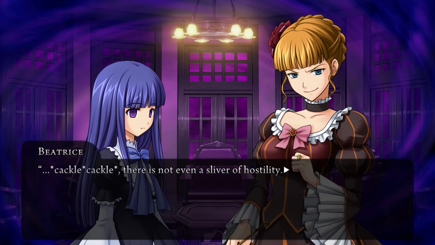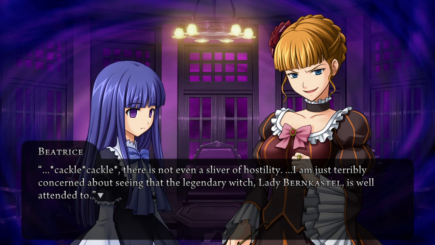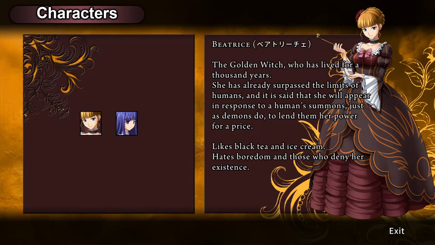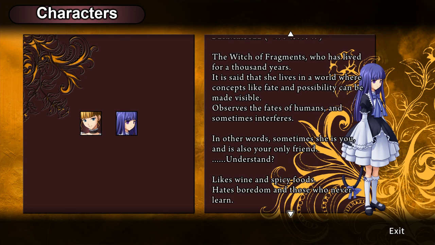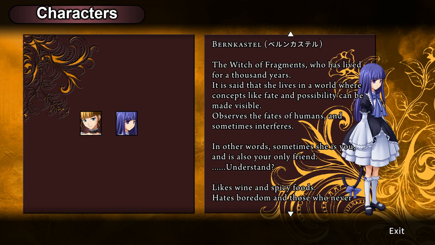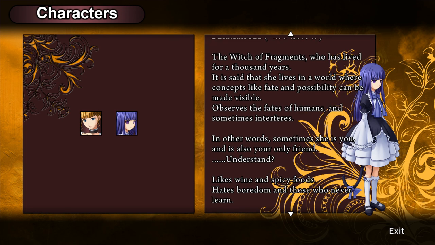Well, I guess this is where we're going to get introduced to these characters. Castell. Characters, please. Yep. Castell, the Witch of Fragments, who has lived for 1,000 years, it's said that she lives in a world where concepts like fate and possibility can be made visible. Observes the fate of humans and sometimes interferes. In other words, sometimes she is you and is also your only friend. Understand? No! She likes wine and spicy foods, hates boredom, and those who never learn. Nice tale.